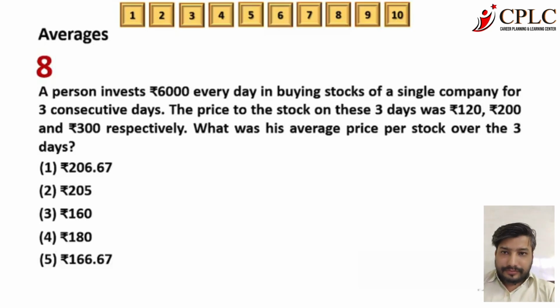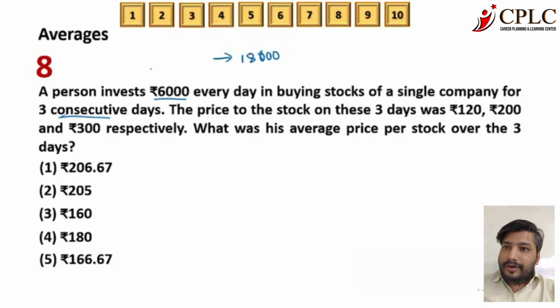So here again, if you do average of 120, 200 and 300, you will get a wrong answer. So you should not be doing this. How I would have solved this question is not thinking anything technical, but a very basic simple framework of averages. Let's imagine I have 6,000 rupees every day for 3 days. So total I am going to invest 18,000 rupees basically.